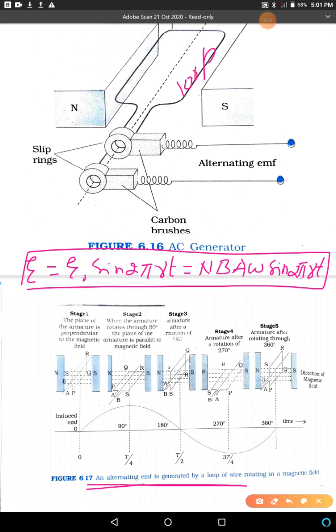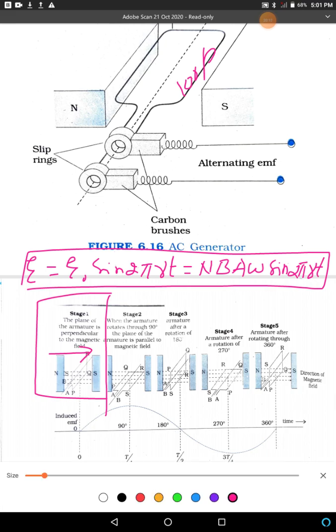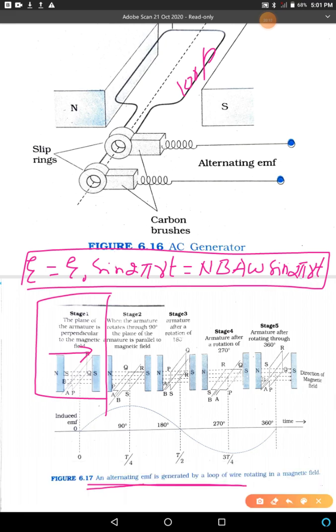When it rotates in a magnetic field, see the first diagram, stage 1. You can see the orientation of the coil PQRS. The magnetic field is in this direction. The coil is like this. So what is the angle? If you draw the perpendicular, the angle is theta. Theta is 0 degree. When theta is 0 degree, sin 0 is 0. Therefore the EMF is 0.